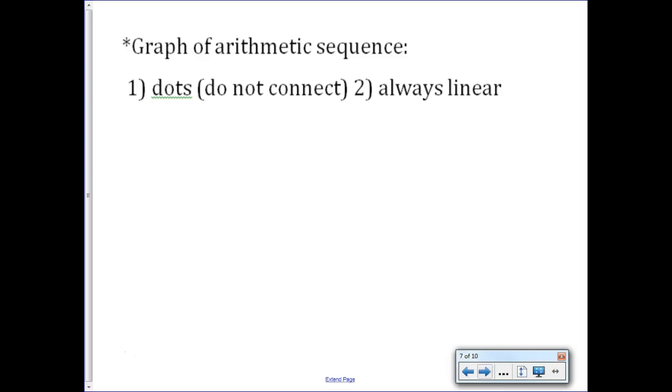All right, graph of an arithmetic sequence. This is something that we'll talk about a little bit in class. Use dots to graph an arithmetic sequence, and it's always linear. Not really anything you need to know for your notes here right now. It just looks like a line that we're used to seeing from Algebra 1.